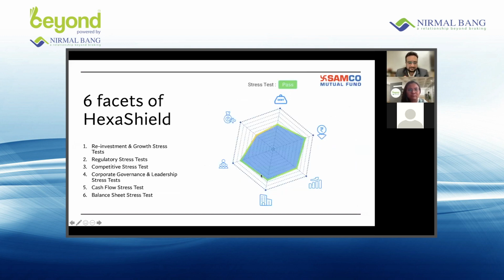And these are the 6 facets of our stress tested framework. First are reinvestment and growth, regulatory stress test, competitive pricing power, corporate governance and leadership stress test, cash flow stress test, and finally balance sheet stress test. For a company to qualify as a company that passes the stress test, it has to pass all 6 facets of the stress test. Even if it fails a single facet, it qualifies as a company that failed the stress test and will not be a part of our investment universe.